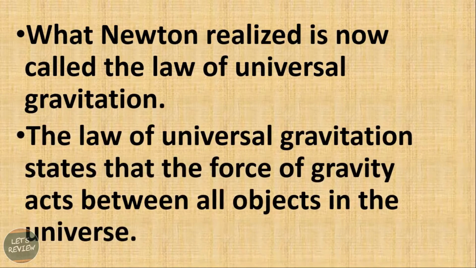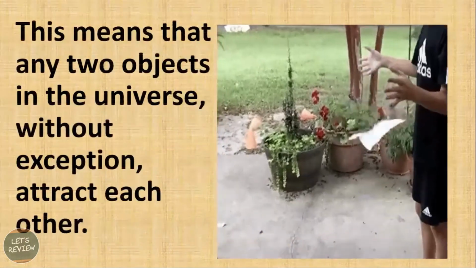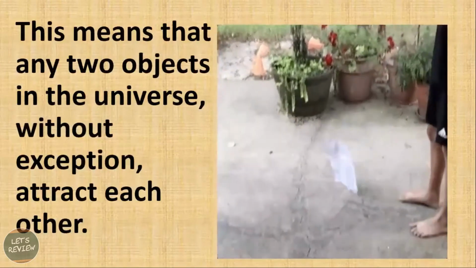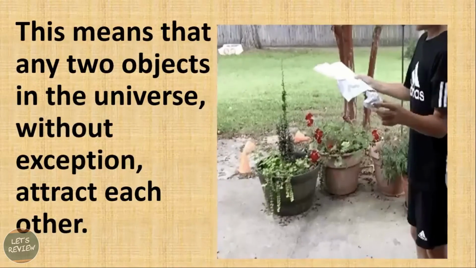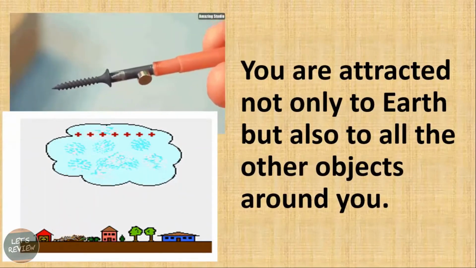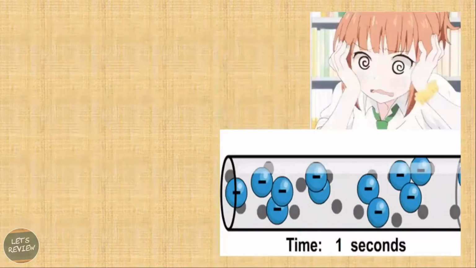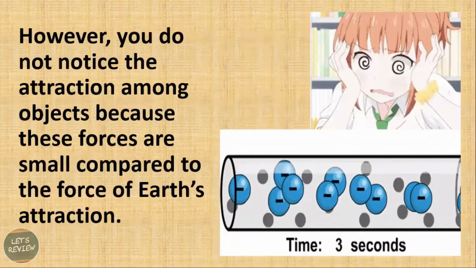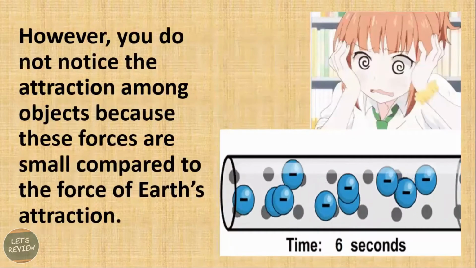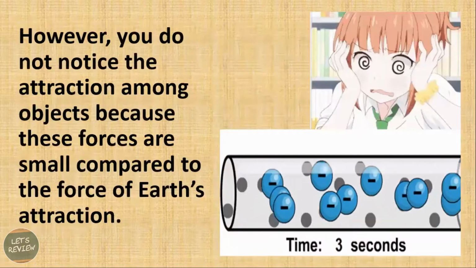The law of universal gravitation states that the force of gravity acts between all objects in the universe. This means that any two objects in the universe, without exception, attract each other. You are attracted not only to Earth, but also to all the other objects around you. However, you do not notice the attraction among objects because these forces are small compared to the force of Earth's attraction.